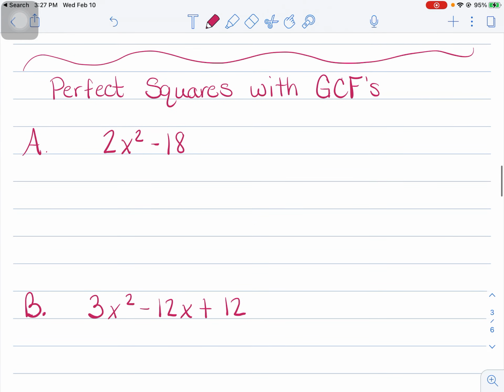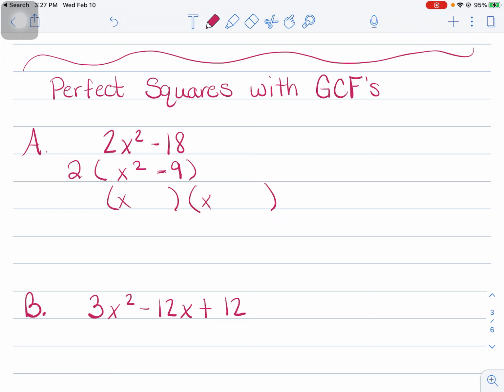All right, let's move on to some that do have GCFs. So we're looking first at GCFs. I always look for a GCF. So I do see a GCF, so I'm going to pull that out first. Pull out 2, rewrite. So I'm just factoring out the greatest common factor. Then I'm going to look at what I have inside my binomial and see if it's a perfect square. Well, x squared, perfect square, and 9 is a perfect square, and it's a difference of squares. So I'm going to factor this further.